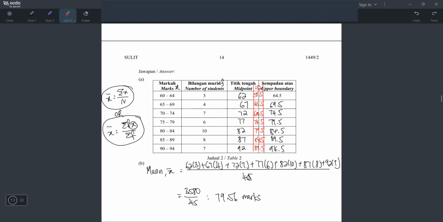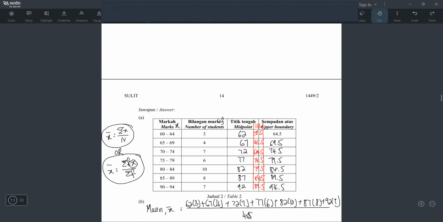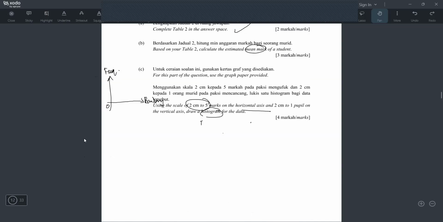Okay, kelas. Kenapa you kena buat macam tu? Kenapa you kena buat step ini? Sebab kalau you tak buat step ini, you tak boleh lukis histogram tau. Can you see? Soalan tak suruh cakap, you kena cari lower boundary tu, dia tak bagi tahu. You kena tahu sendiri. That's why you kena hafal.